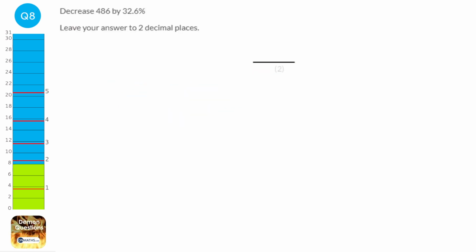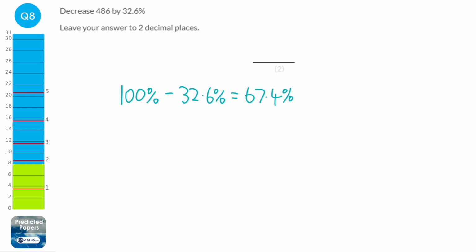We're going to start off by finding what the multiplier will be. So we will start off with 100%, and it's a decrease of 32.6%, so we're going to take that away, and that will leave the percentage as 67.4%. Next we need to convert that into a decimal. So we're going to divide it by 100, and that will make it into a multiplier.